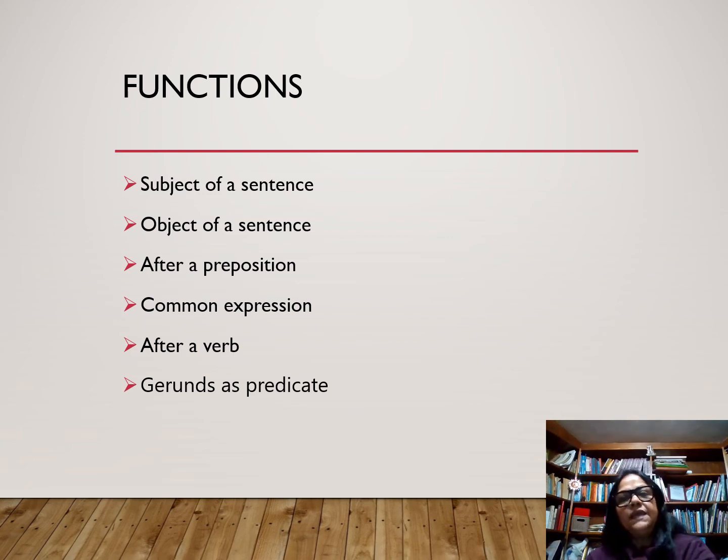Now, gerunds can also be used as predicates. Not only subjects, but as predicates. Her occupation is growing pearls. So growing is the gerund here. Her favorite pastime is riding horses. Or you can simply say her favorite pastime is riding. So you're using a gerund as the predicate.